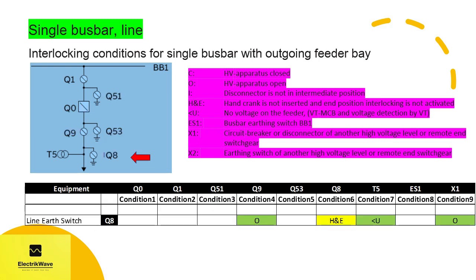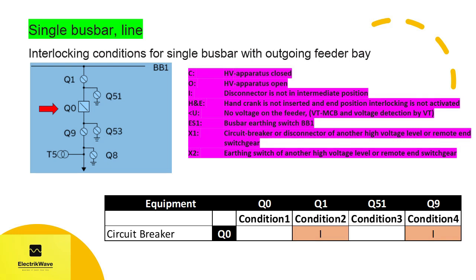Here Q8 is switchable if conditions 4, 6, 7 and 9 are fulfilled. That is, line disconnector is open, line earth switch hand crank is not inserted and position interlocking is not activated. Then no voltage on line side. Then circuit breaker or disconnector of remote end station is also open.